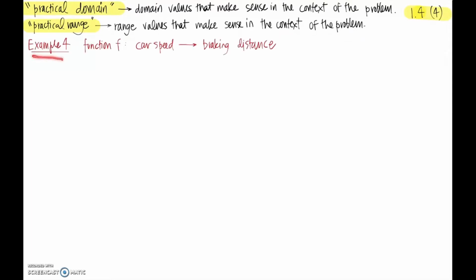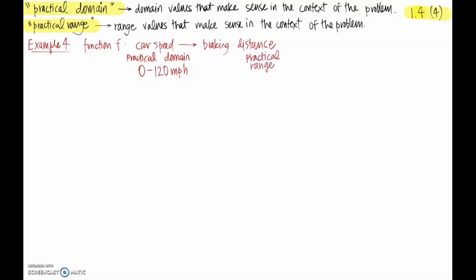Let's take as an example the function f, which takes as its input values a car's speed and gives as an output value the braking distance of the car. And so we want to think, what's the practical domain of this? What are the practical inputs? And the practical domain would probably be something like 0 to, I don't know, 120 miles per hour. You definitely couldn't get negative numbers for a car speed. I mean, we're not really considering going backwards. So we would start at 0, and you're not going to get much higher than 120. You're not going to get like 5,000 miles per hour for a car. So this is a good practical domain for this type of function.